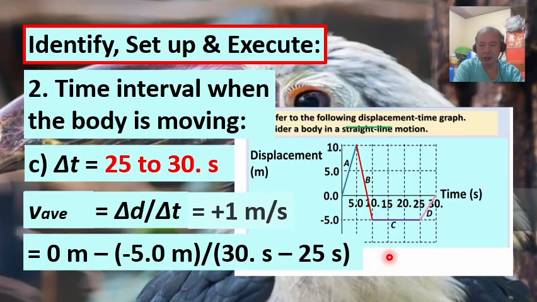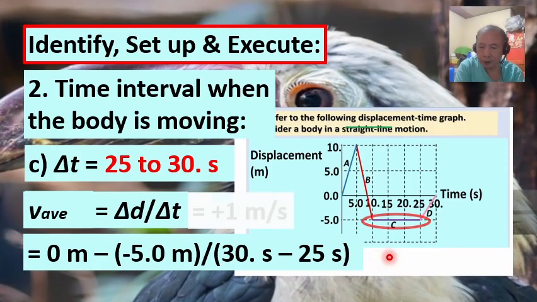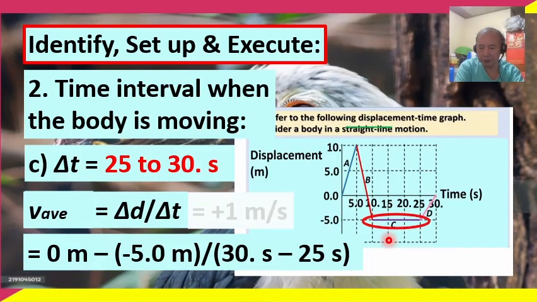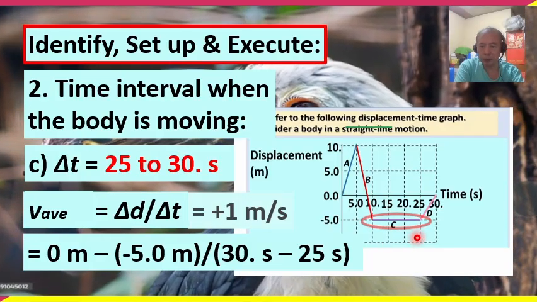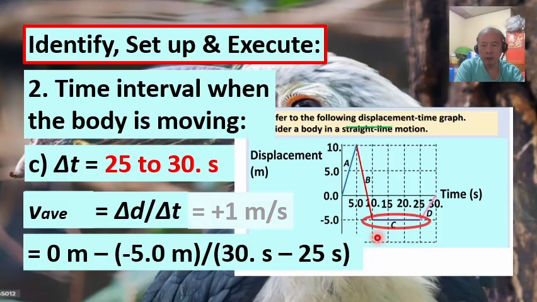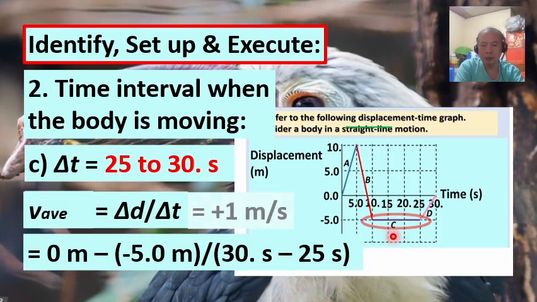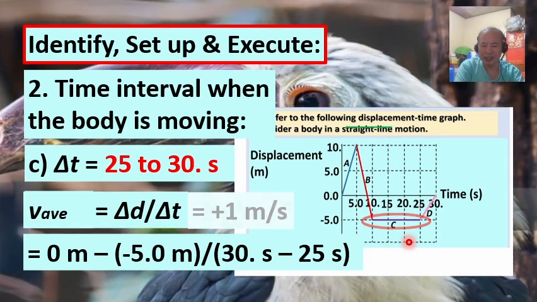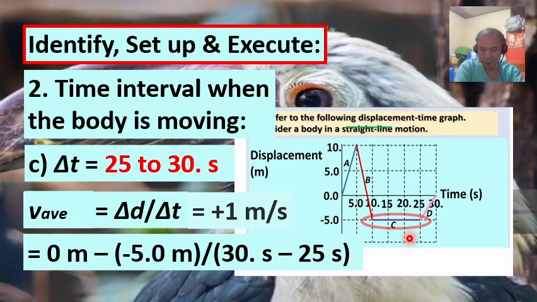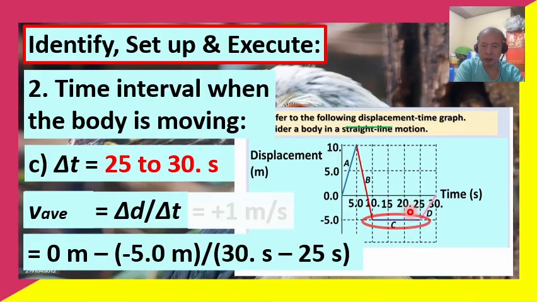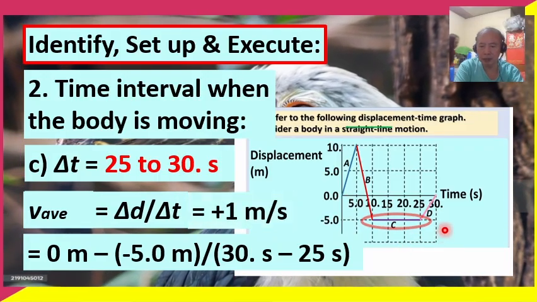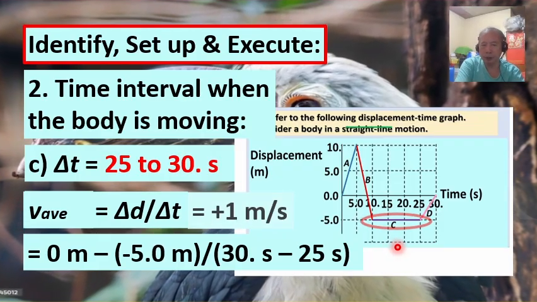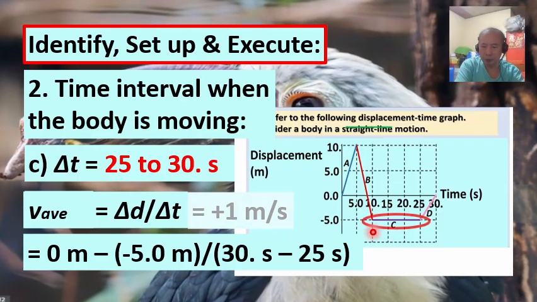Now, there is a time interval represented by graph line C, right? That is from 10 seconds to 25 seconds. During this time interval, the body is described to be motionless. It is stationary, right? So only graph lines A, B, and D represent time intervals where the body is considered in motion.